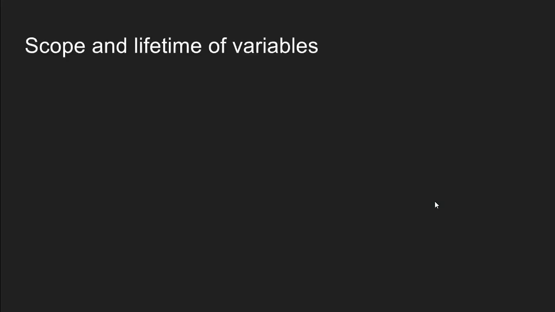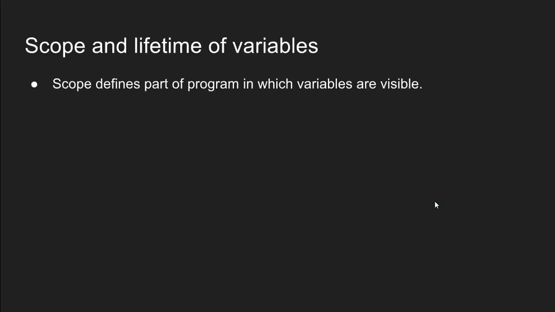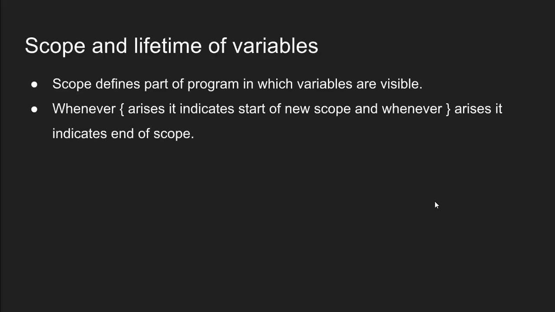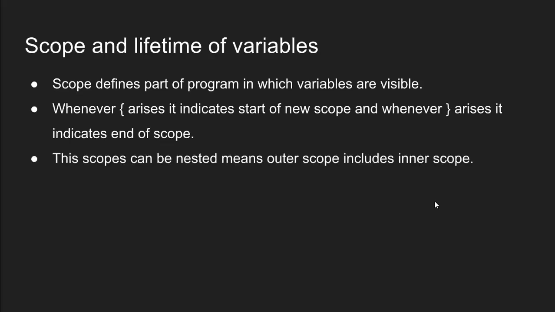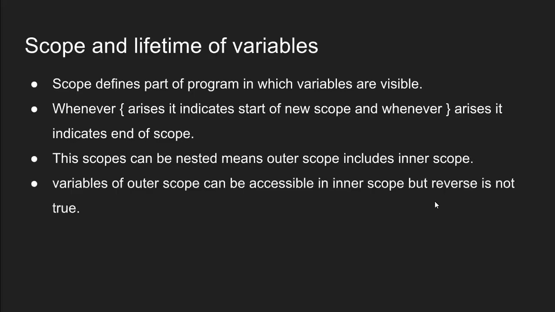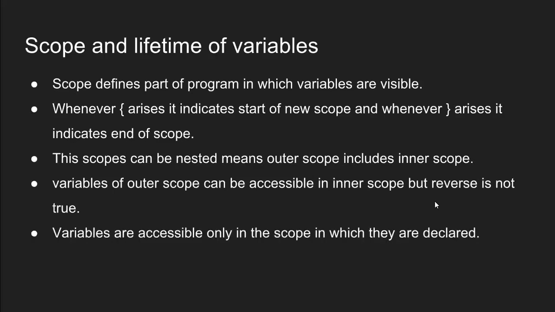Scope and lifetime of a variable. Scope defines the part of a program in which variables are visible. Sometimes scope covers the whole program. Whenever a left curly brace arises, it indicates the start of a new scope, and whenever a right curly brace arises, it indicates the end of the scope. These scopes can be nested, meaning the outer scope includes the inner scope, and variables of the outer scope can be accessible in the inner scope, but the reverse is not true. Variables are accessible only in the scope in which they are declared.